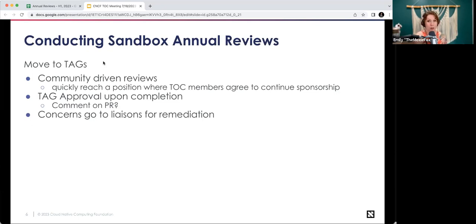So I'm going to pause and I want to open it up to discussion a little bit first to see if there's anything else that I'm missing and setting the stage for how we're going to potentially explore conducting over 30 sandbox annual reviews this year.